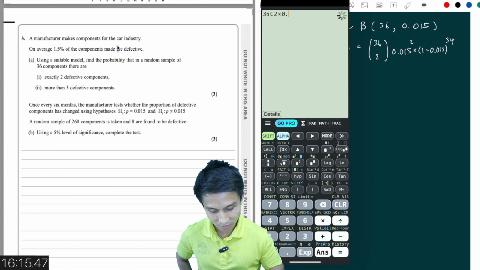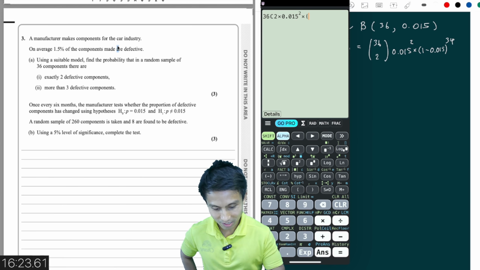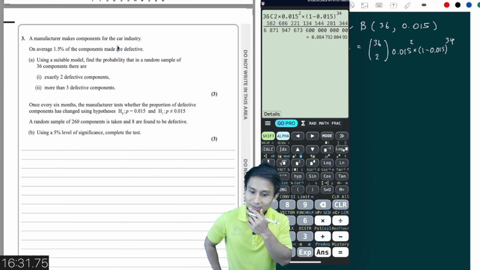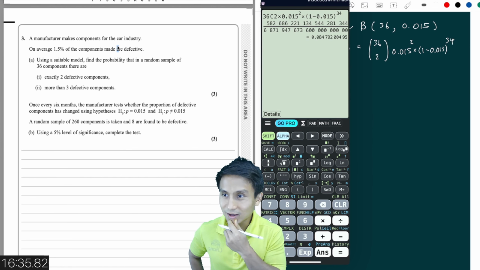times 0.015 to the power of 2. Whoop, no. See, I need to be aware of what I put in the calculator. You can't be too careless about a calculator. I know you all have that experience where you put things wrong in the calculator, right? Okay, so see if I got everything right there. I think everything is fine, right?